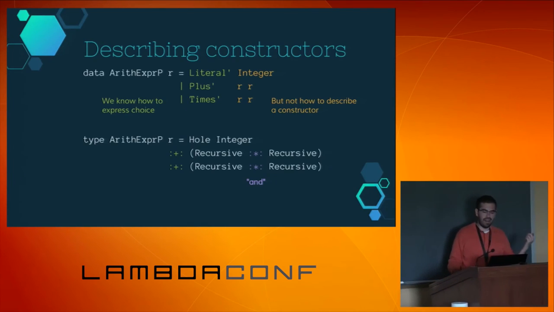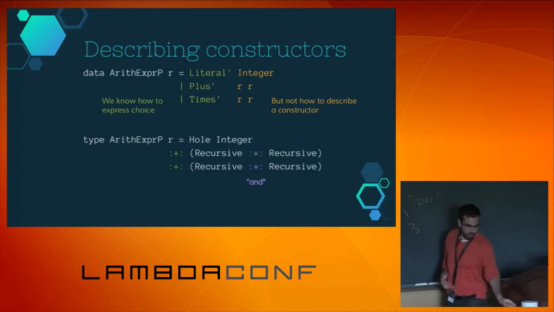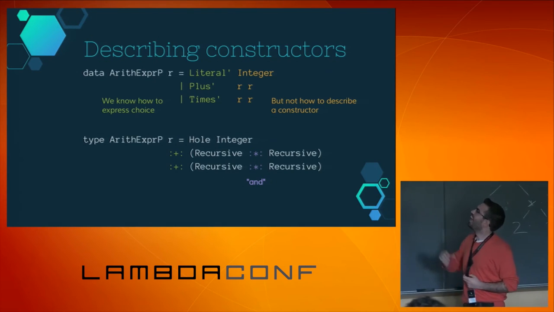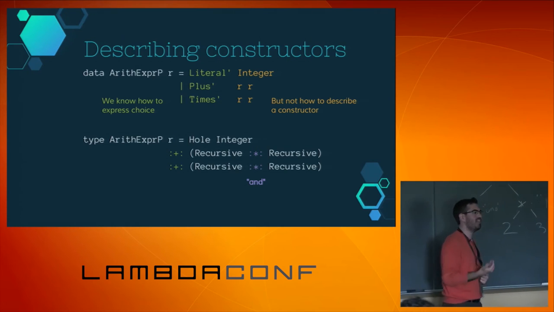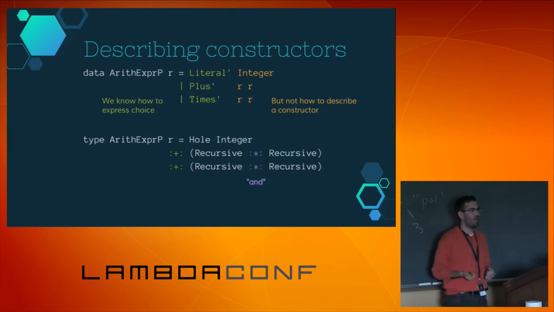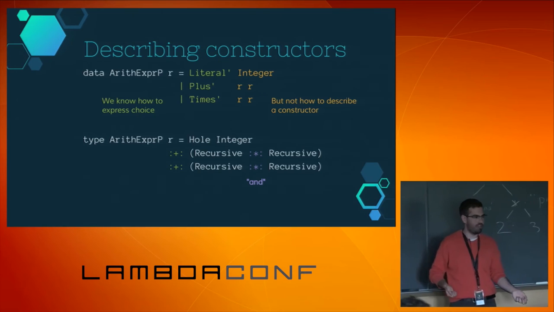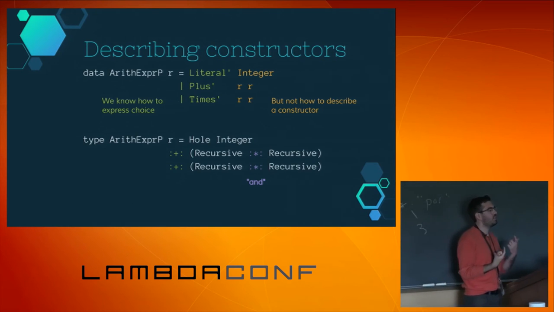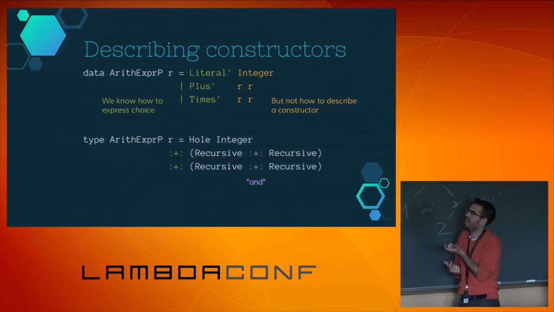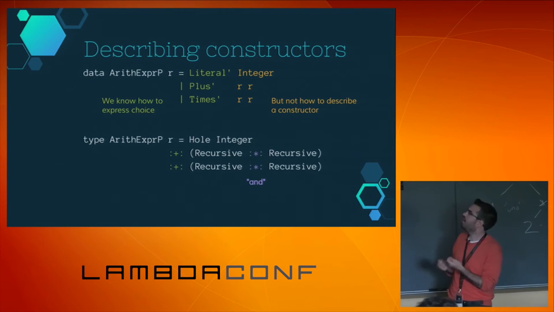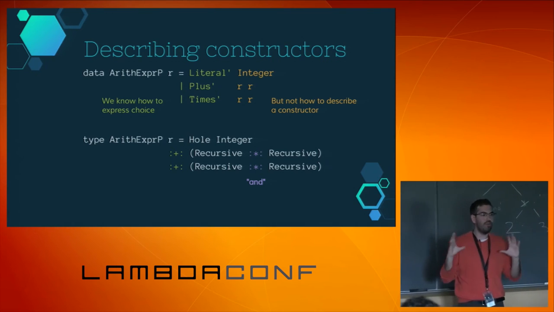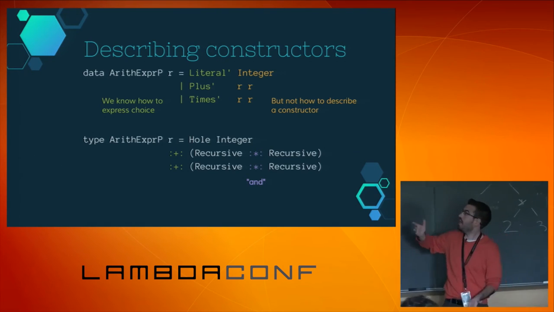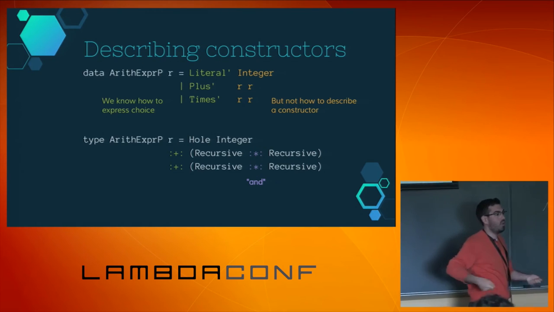So actually, we can do this, and I will show you how. Let me check the time. Oh, I can even tell you this slowly. We know how to express choice. We have this plus operation that allows us to say, I want this functor or this other functor. So we can say, I want a literal, a plus, or a times. But we don't know how to describe its constructor. We don't have a generic way to say this has an integer, and this has an r, and an r, and an r. So what we are looking for is something like this. We have this plus, which is like an or, representing a choice of constructor. And then inside every part, we want to define the structure of the constructor.